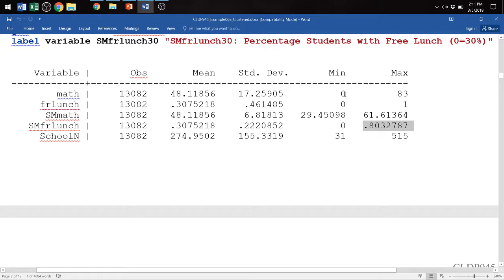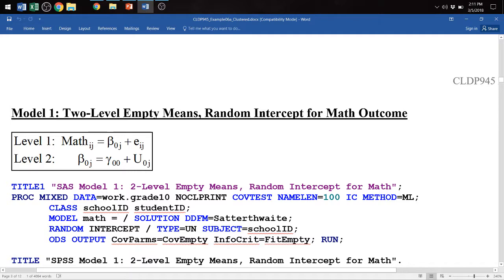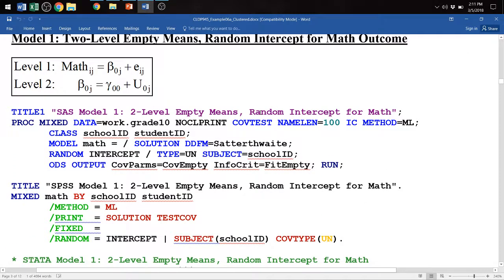Math scores, these are scale scores, and I have no idea what they mean other than that they mean something to someone, and they range from 0, meaning you didn't get any right, all the way up to 83 with a mean of 48. We have then school mean math, which I also outputted, has a school mean here of 48 with a range of 29 to 61. That's the school mean, varies that much. So that is foreshadowing the fact that we're going to find a relatively large intraclass correlation here.